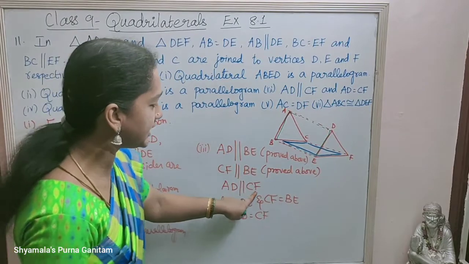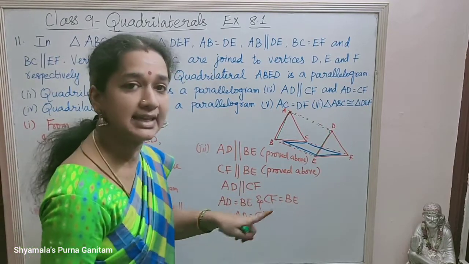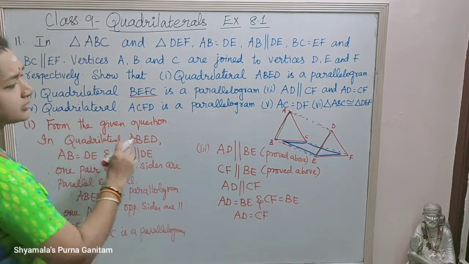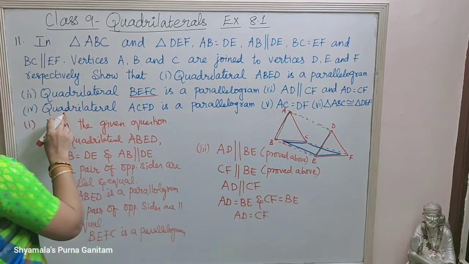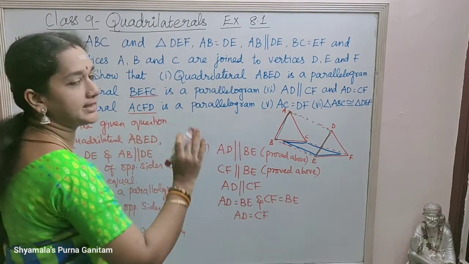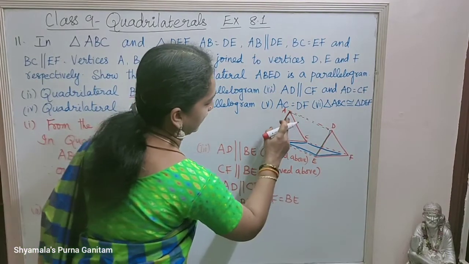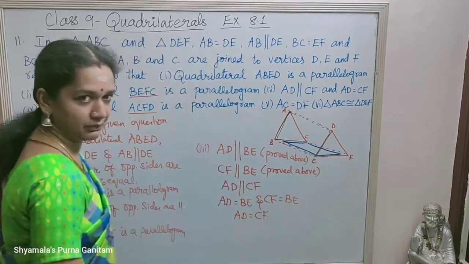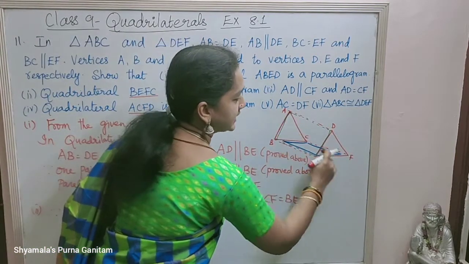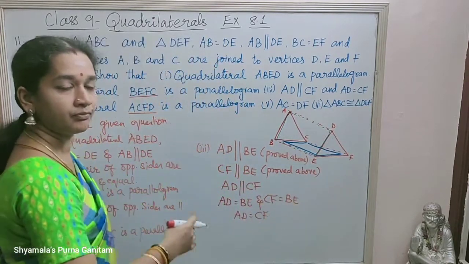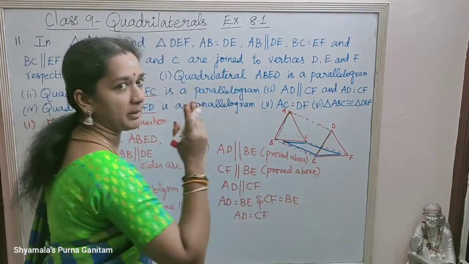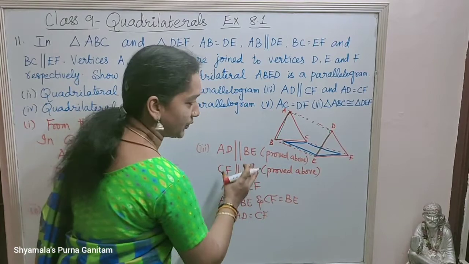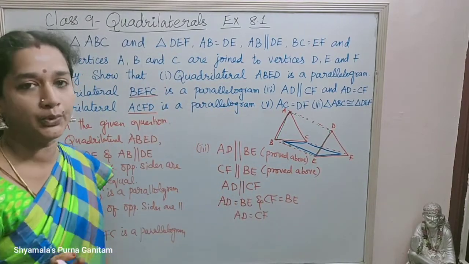So we have proved AD is parallel to CF. Then AD is equal to CF. So this is the third proof. Third proof is over. Then we are asked to say that quadrilateral ACFD is a parallelogram. So just now we have said that AD is parallel to CF and AD is equal to CF. So since opposite sides are parallel and equal, we can say that ACFD is a parallelogram. That is the thing they are asked to prove.